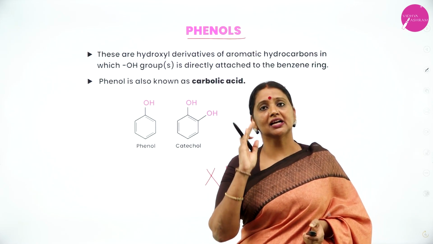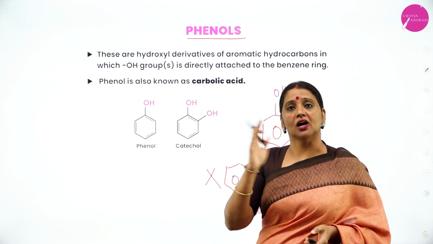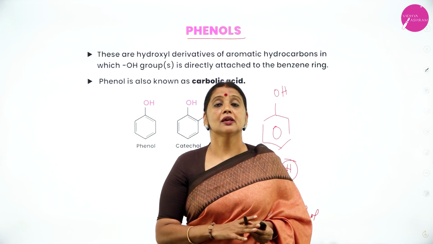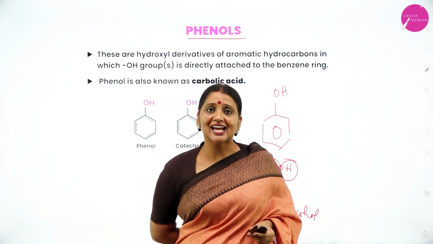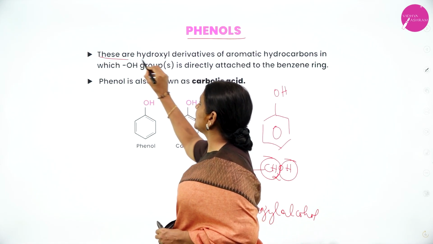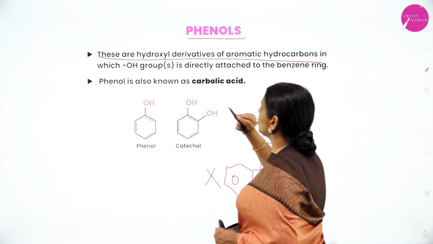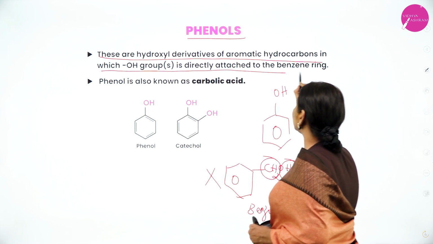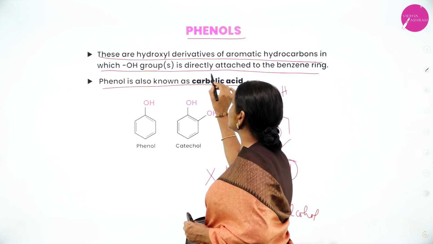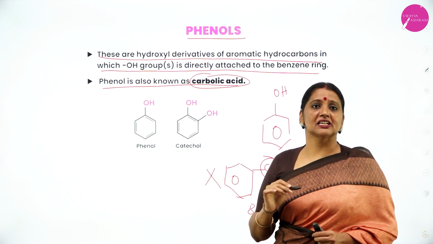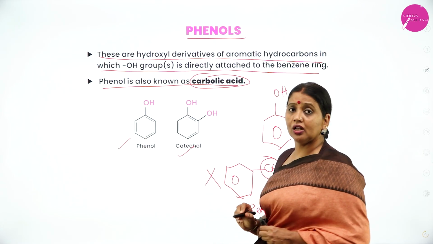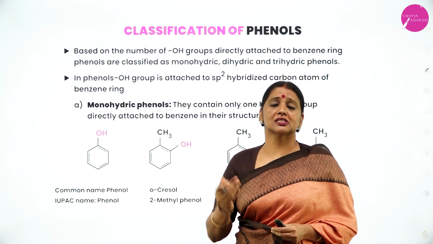Therefore, what's the difference between alcohols and phenols? In alcohols, the OH group is attached to the aliphatic carbon chain, but in case of phenol, the OH group is directly attached to the benzene ring. Therefore, what are phenols? These are hydroxyl derivatives of aromatic hydrocarbons in which the OH group is directly attached to the benzene ring. Example for the phenols family: phenol, which is also known as carbolic acid. Examples for phenols are phenol and catechol. Now, how are these phenols classified?